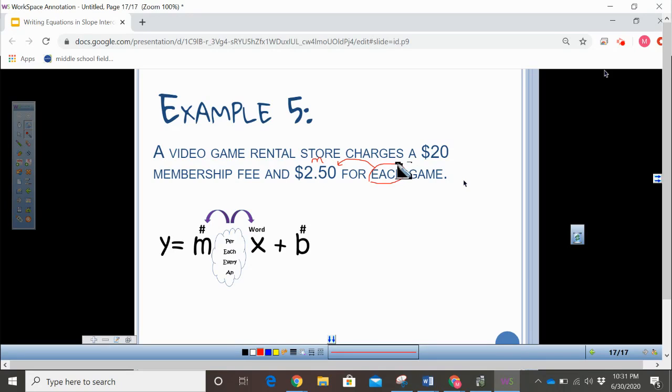And then I'm going to draw an arrow to the word behind my keyword. And that is going to represent my x variable. Now the store also charges a $20 membership fee. My membership fee is going to be my b value.